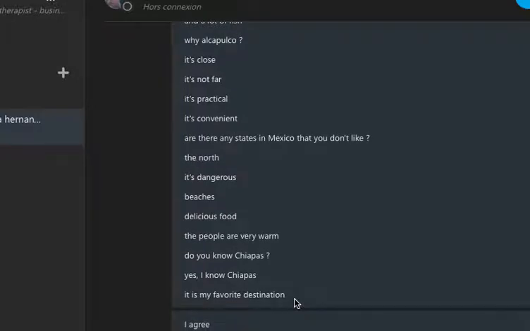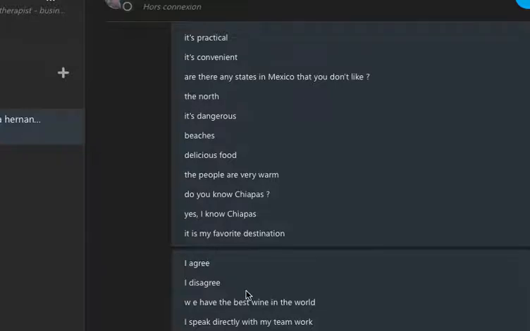The people are very warm. Do you know Chiapas? Yes, I know Chiapas. It is my favorite place, or my favorite destination. I agree or I disagree. If I agree with you, I would say I agree. If I disagree with you, I don't think you're right, I can say I disagree.